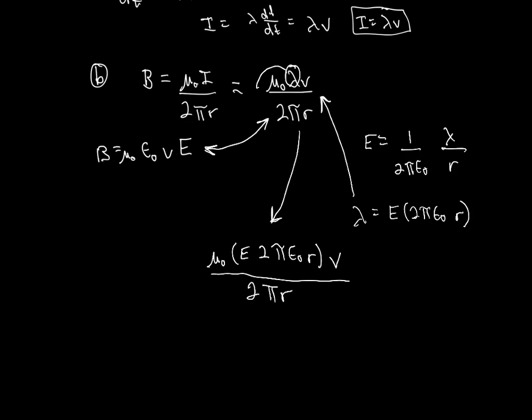Kind of a pain. Can anything cancel? What cancels out? 2 pi r up top and down at the bottom cancel out. So then I end up with mu naught times E times epsilon naught times V. Is that what I want? Yes. I got mu naught, E, epsilon naught, V. So I just proved it.